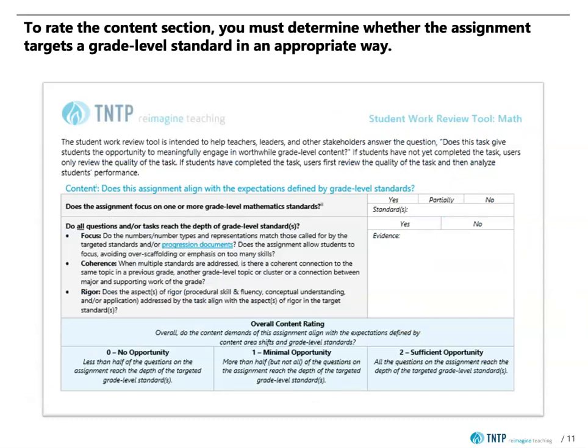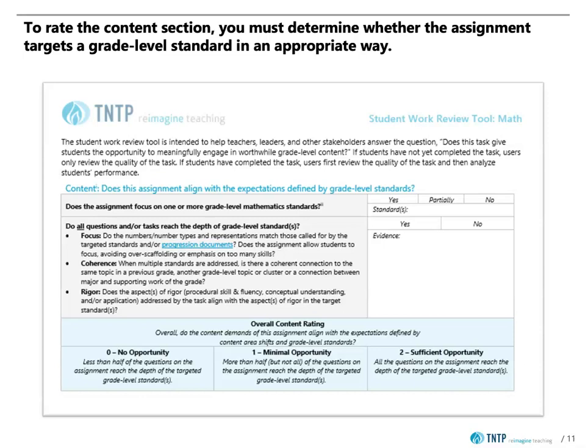As you likely noticed, the tool itself is organized into 4 sections: content, practice, relevance, and student performance. We're going to start with the content section and walk through it and then practice with it. The purpose of this practice is not that you become an expert at using the rating tool, but rather you can use the tool to guide your thinking about the content in the assignments you give kids.